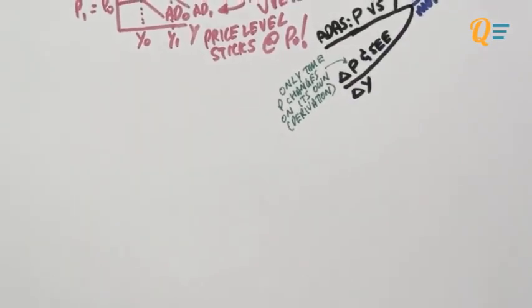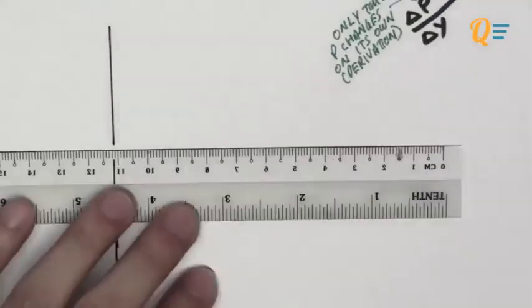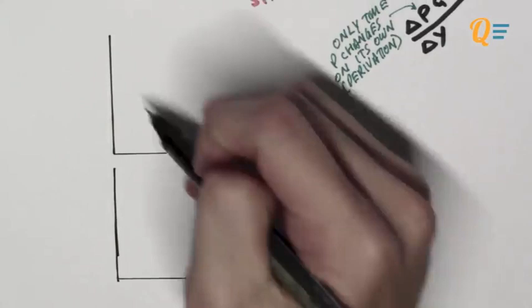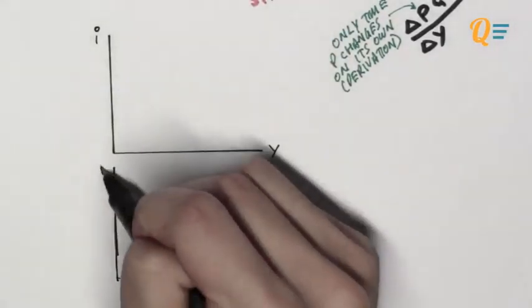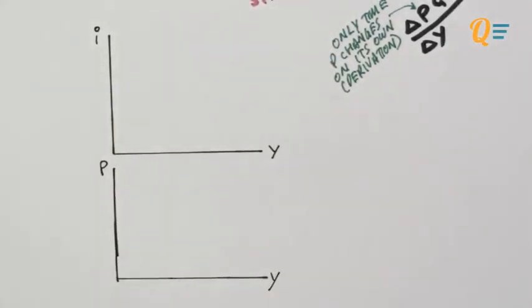Okay, so let's move on to the derivation of the AD curve. You're going to need two sets of graphs, okay? The graph on top is going to be your IS-LM model, and the graph below is going to be your AD-AS model. Take note that the AD-AS model has price on the vertical axis instead of interest rates.